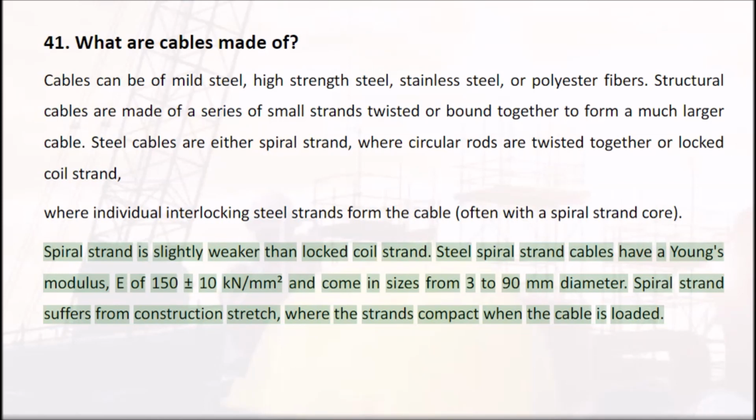Spiral strand is slightly weaker than locked coil strand. Steel spiral strand cables have a Young's modulus, E, of 150 plus or minus 10 kN/mm², and come in sizes from 3 to 90 mm diameter. Spiral strand suffers from construction stretch, where the strands compact when the cable is loaded.